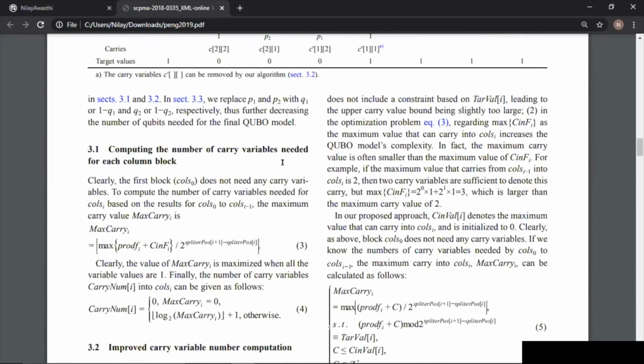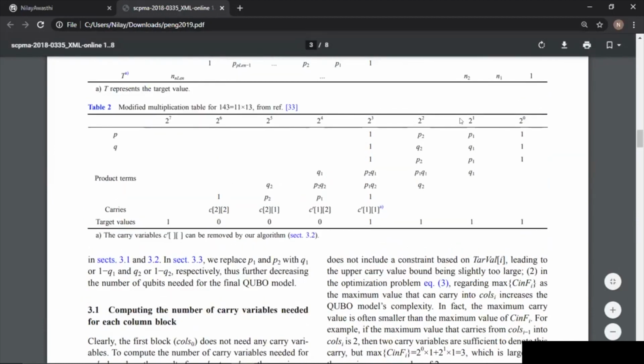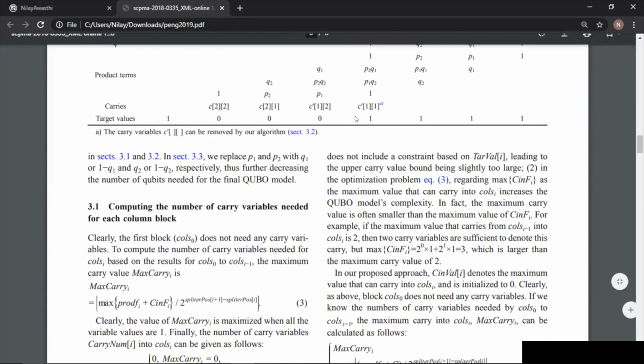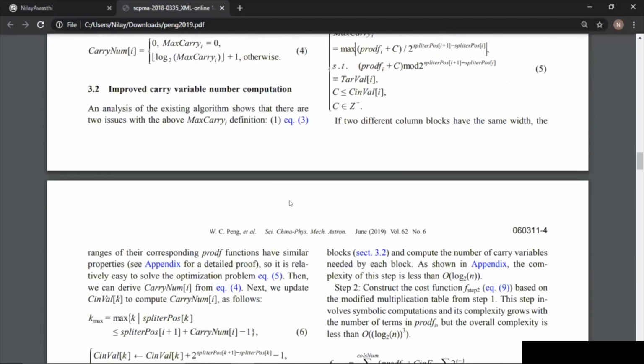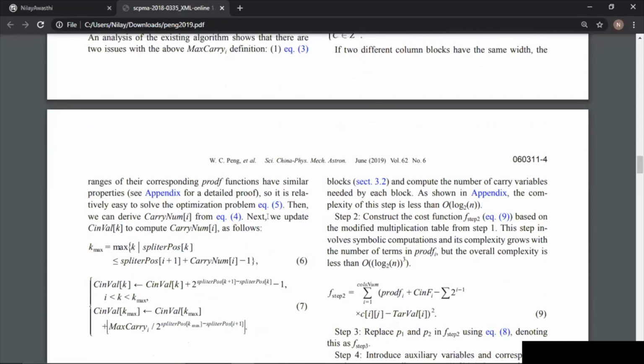If 2 power 1 and 2 power 2 form a group, the size of this group's product function and the size of the other group's are almost the same, which means there's a relationship between them. So we can bring in the relation and reduce the number of qubits we actually need. That was one other optimization which we did over here. After doing that, they derived the carry number, which is the maximum carry variable they wanted.